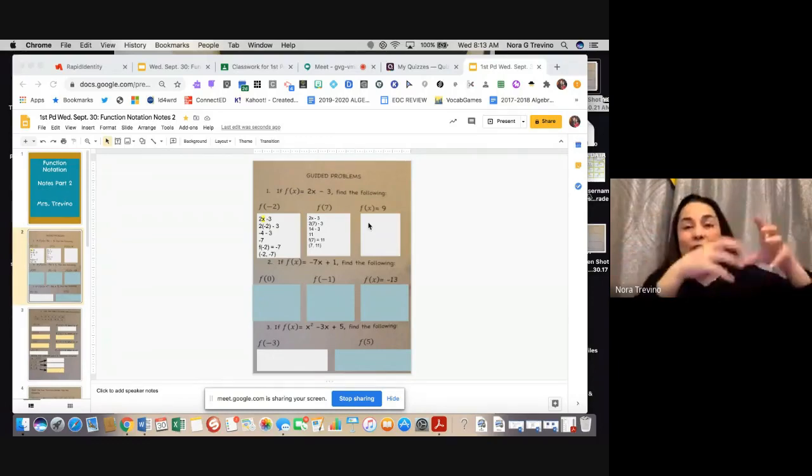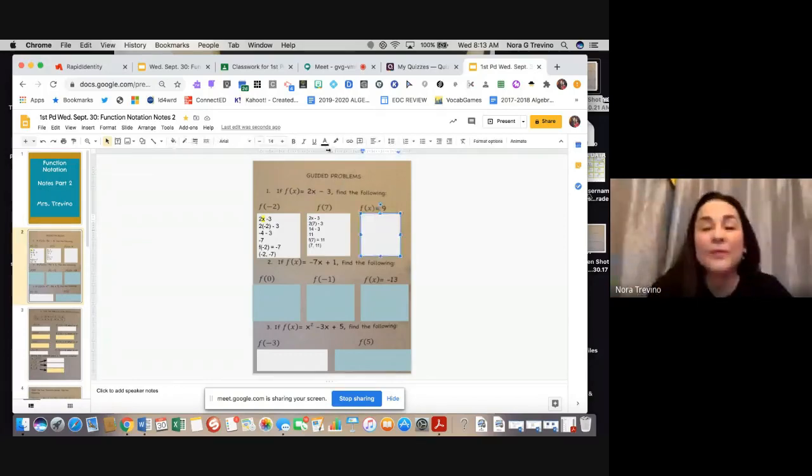So now it's going to look like this. Let me increase the font. Now it's going to look like this: 2x minus 3 equals 9. We already gave you the answer. You're trying to find the input. You're trying to find the x. So basically, it just comes down to solving an equation.